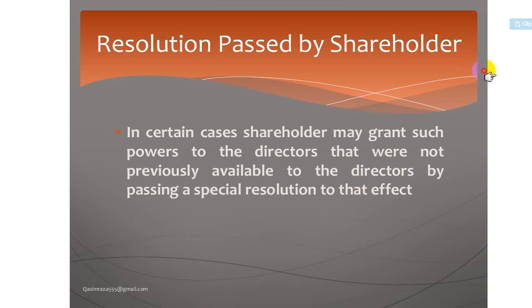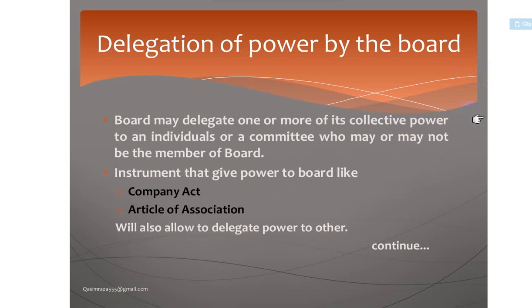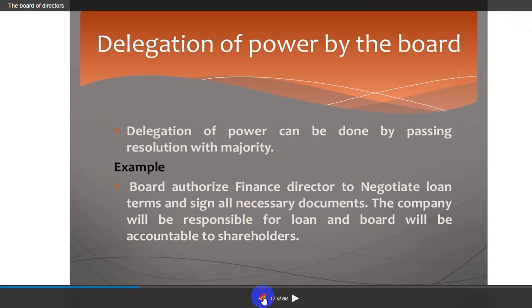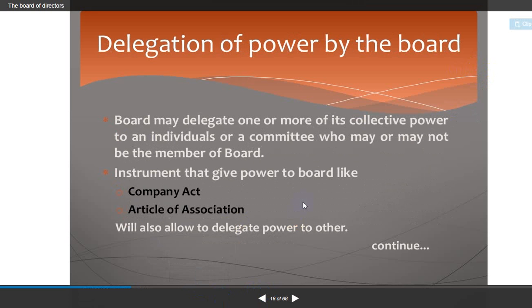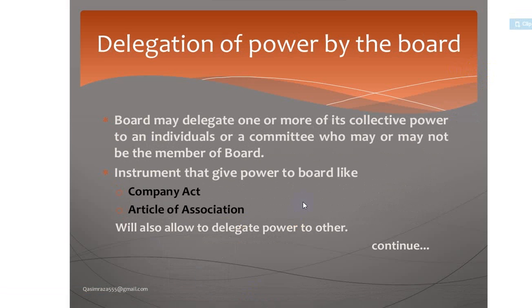Now, delegation of power. Delegation of power by shareholders: a board may delegate one or more of its collective powers to an individual or committee who may or may not be members of the board. So it means a board of directors can delegate its power to an individual or a committee. They may not be in the board, so outsiders can come and the board can delegate its power to them. They are not members of the board.